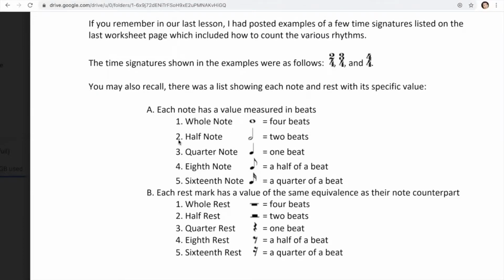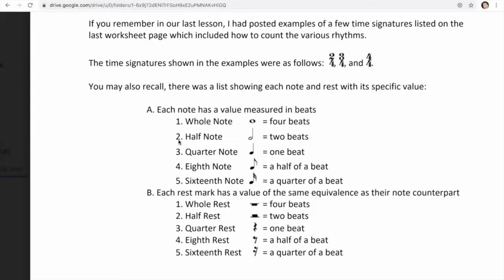If you remember in our last lesson, I had posted examples of a few time signatures listed on the last worksheet page, which included how to count the various rhythms. The time signatures shown in the examples were as follows: 2/4, 3/4, and 4/4. You may also recall there was a list showing each note and rest with its specific values. Let's take a quick review.